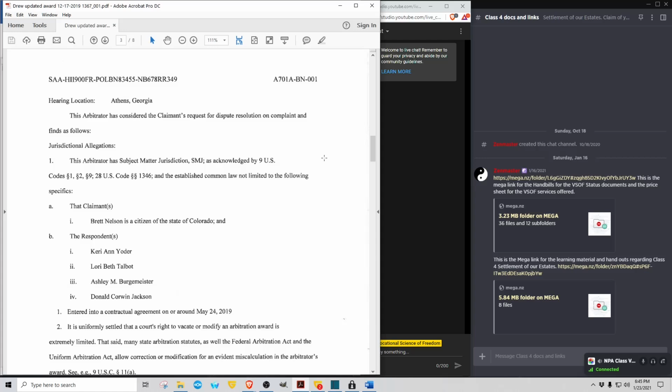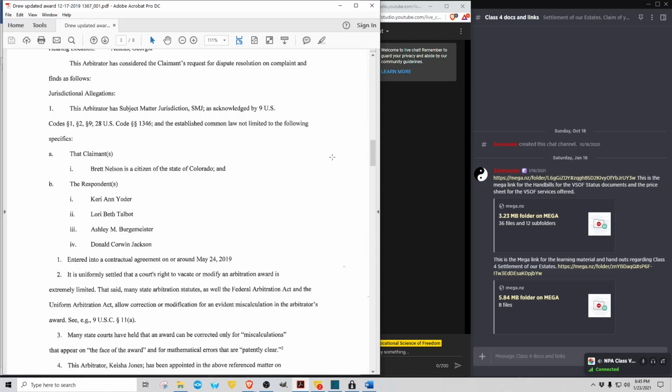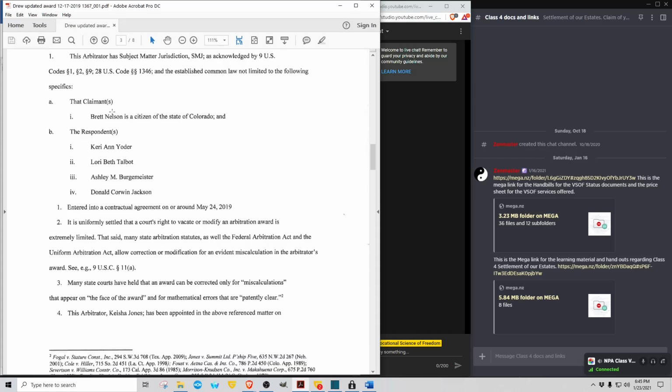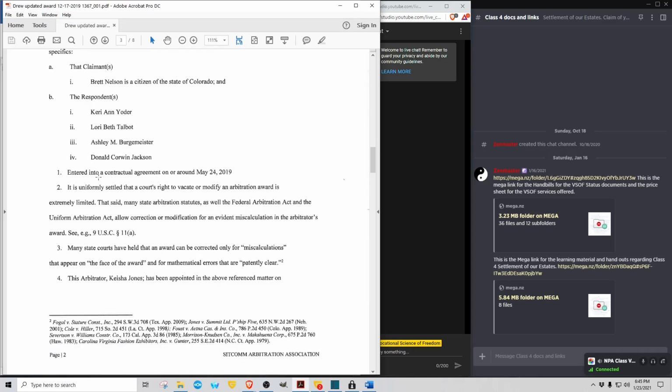The arbitrator has subject matter jurisdiction as acknowledged by 9 U.S.C. and all the rest of those codes. The claimant, Brett Nelson, is a citizen of the state of Colorado, state citizen, notice that, and respondents, yada, yada, yada, entered into a contractual agreement around such and such date.